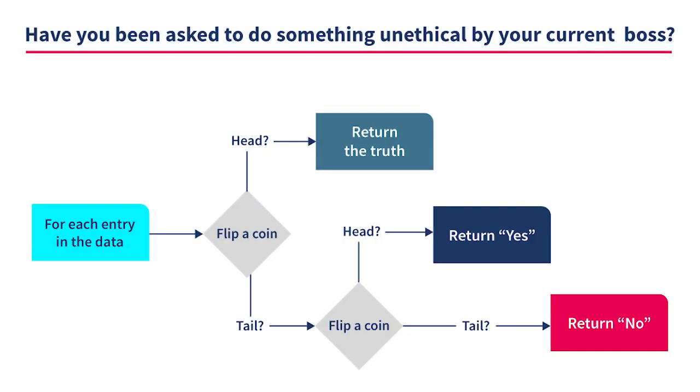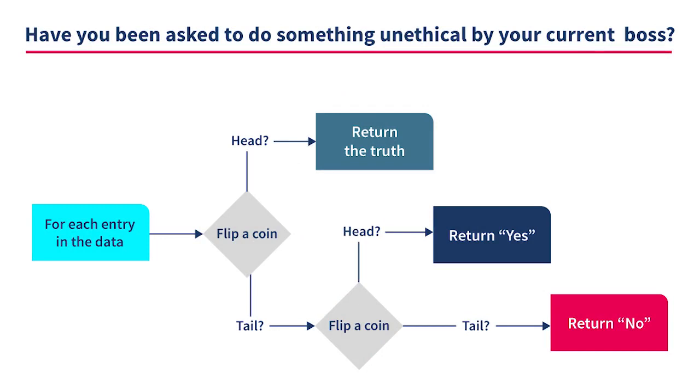The curator, or privacy guard, adds random noise to the data. Let's say you are asking people a sensitive question, such as, have you been asked to do something unethical by your current boss? People may want to protect themselves and lie to avoid any negative consequences. Instead, differential privacy provides a way to add random noise and protect individual answers. The process of adding random noise is essentially randomization.